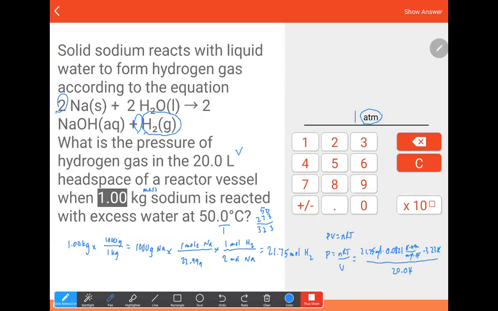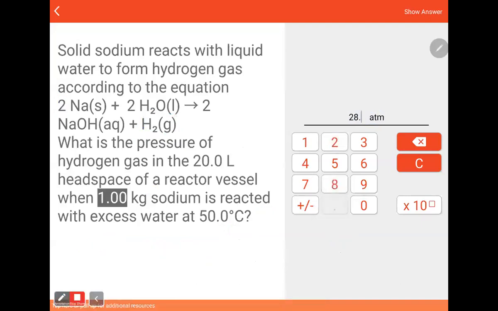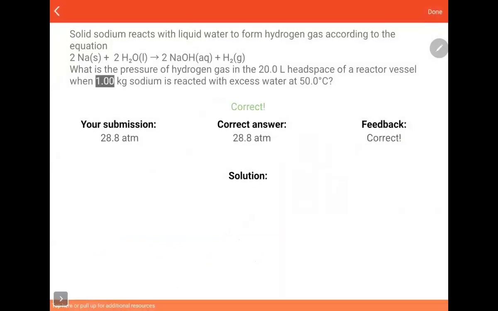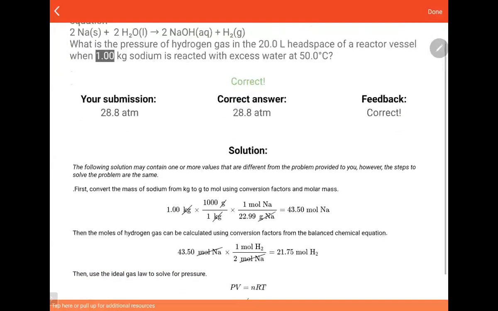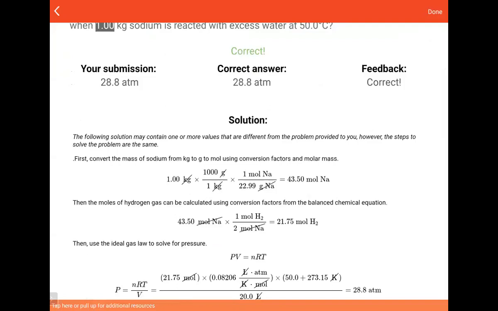Okay, so 21.75 times 0.0821 times 323 divided by 20, 28.8. 3 significant figures. There we go. So moles are the key. Stoichiometry. Chemistry is done in moles because it tells us how many molecules are reacting. Then we can use those moles in our ideal gas law.